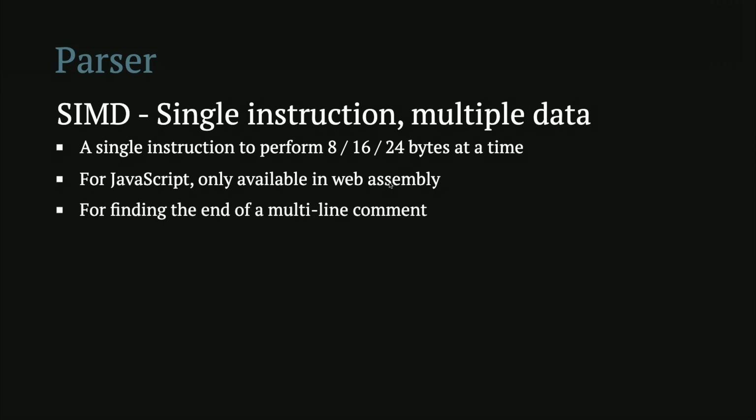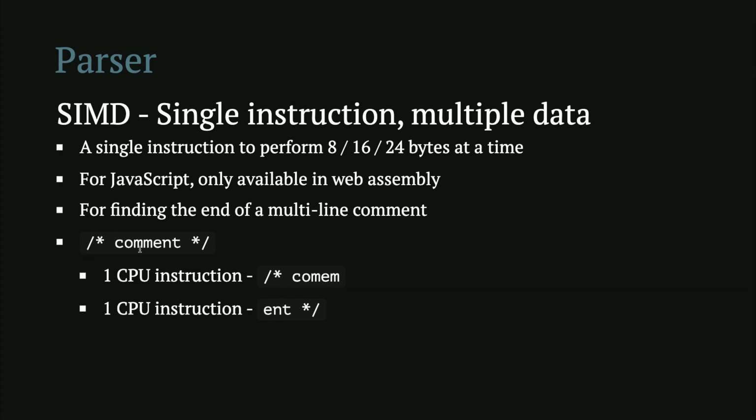And for example, in Oxc, for finding the multi-line comment, so a comment like this, you have one CPU instruction that processes 8 bytes, so that should be comment, COMM, and 1 instruction for the end range. So in a normal program, you will have, say for this thing, 16 CPU instructions. What you end up with SIMD is just 2 CPU instructions.